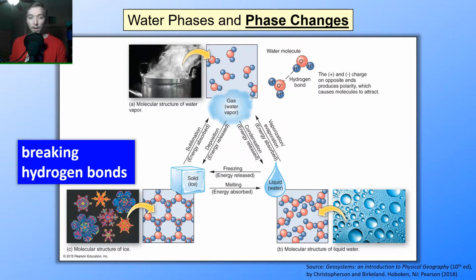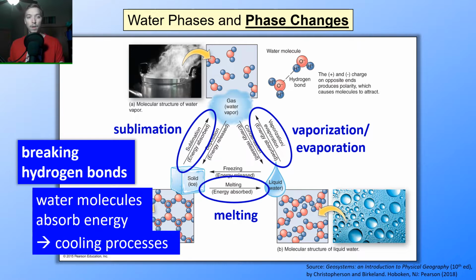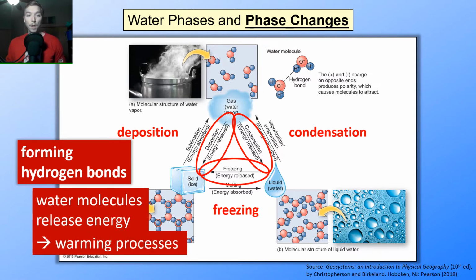We're breaking these hydrogen bonds through sublimation, vaporization or evaporation, and melting. Water molecules absorb energy through a cooling process. We're forming hydrogen bonds during deposition, condensation, and freezing. Water molecules release energy. These are warming processes.